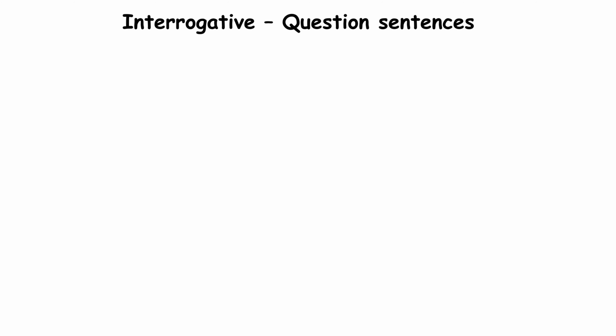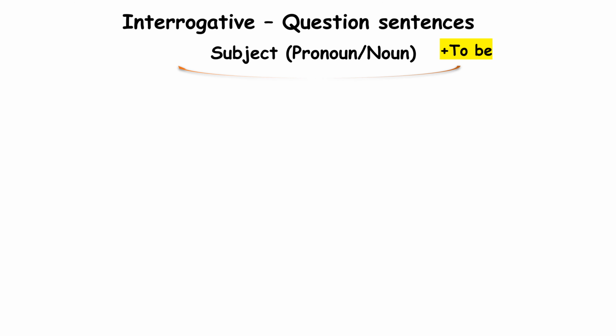On this slide, we'll learn how to use sentences with past tense to be in interrogative form. Alright, as you may already have observed, in affirmative sentences to be comes right after the subject. However, in interrogative form, we have to bring to be right before the subject. Let's look at it in a few examples.